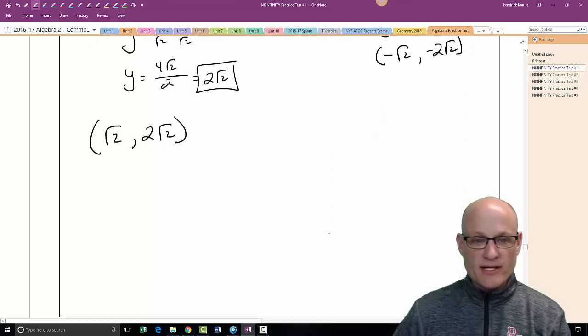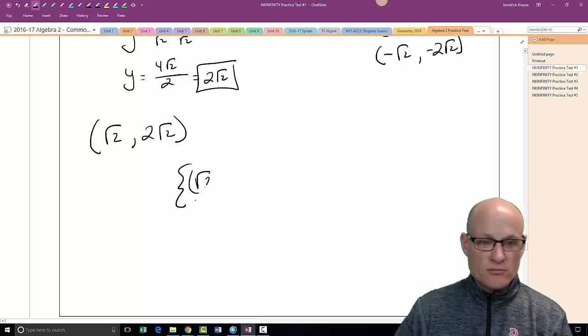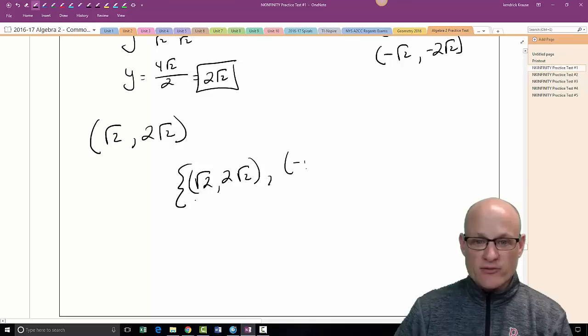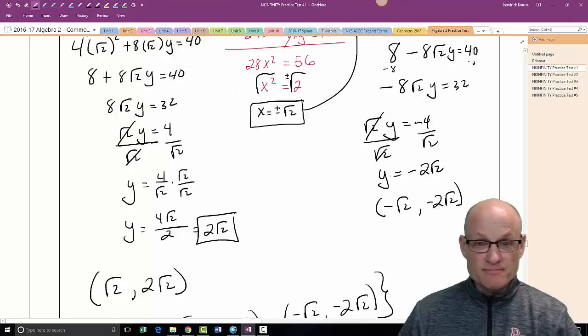So final answer, making it look all pretty. The square root of 2, comma, 2 square roots of 2. And negative square root of 2, comma, -2 square roots of 2. Great question. Is that right? Appears to be right.